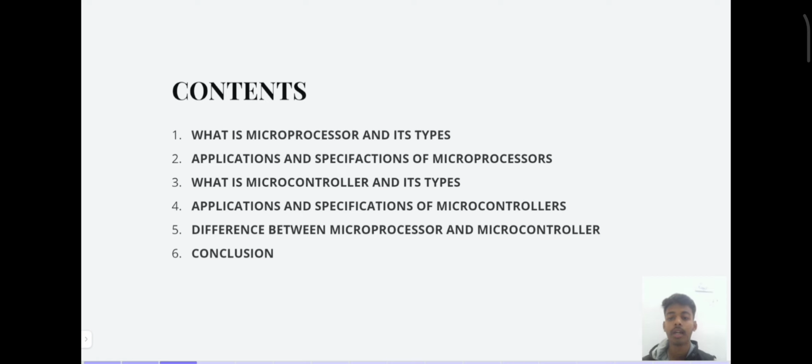Let us see the contents part. In this presentation, we'll be studying what a microprocessor is and its types, applications and specifications of microprocessors, and what a microcontroller is and its types, applications and specifications of microcontrollers, and the differences between microprocessors and microcontrollers, and last, we'll be studying the conclusion.